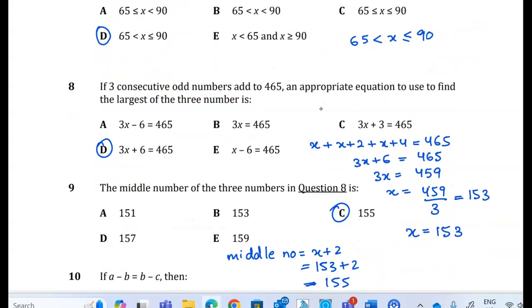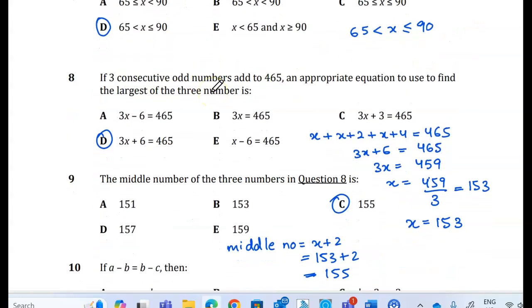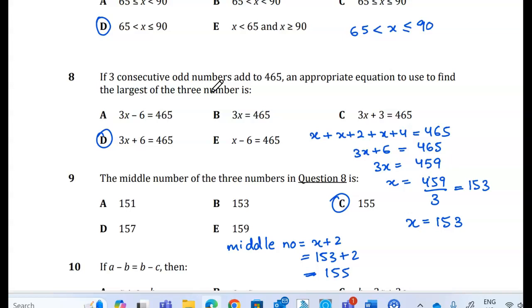Moving on, 3 consecutive odd numbers. Consecutive numbers are like 2, 3, 4, 5, 6, 7. Yeah. So 3 consecutive but odd numbers. So if the first number is x, the second number will not be the next number. It won't be x plus 1. It will be x plus 2. And the next number will be x plus 4.